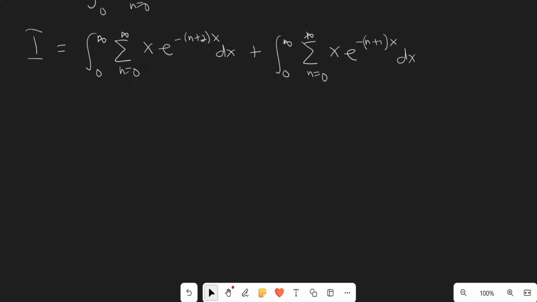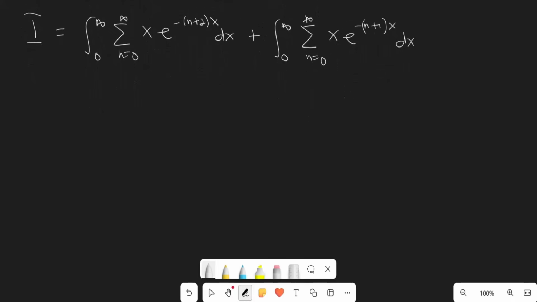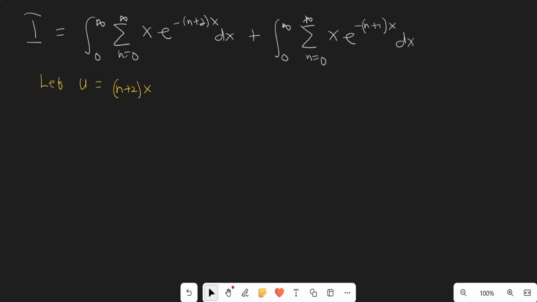Now let's do some substitutions here, right? The first one, I am going to let u be equal to n plus 2 times x. And the second one, I'm going to let v be equal to n plus 1 times x. So let's go back to the first one. When we do that, what will be the change in limit?